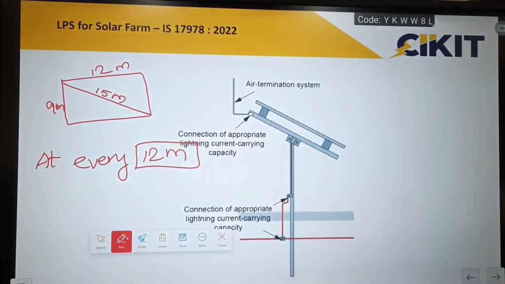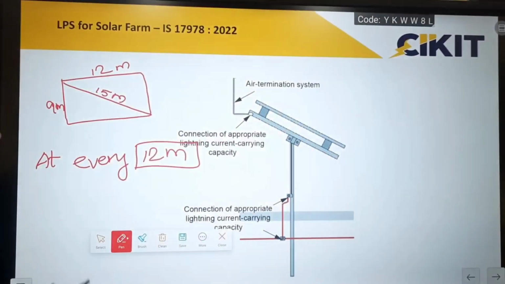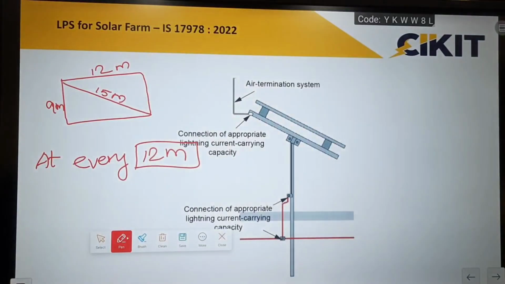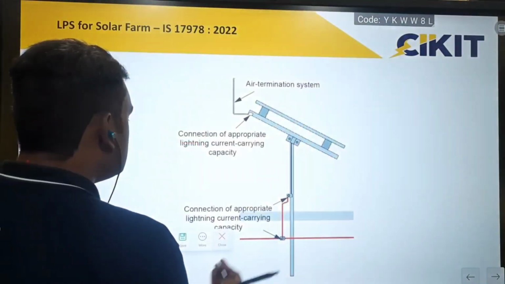So if I use this rolling sphere method for huge megawatt scale projects, then the number of air terminals required for the particular site itself will be in the range of a few thousands, since the distance is only 12 meters. So this is one of the reasons for not preferring this rolling sphere method for bigger capacity solar farms.